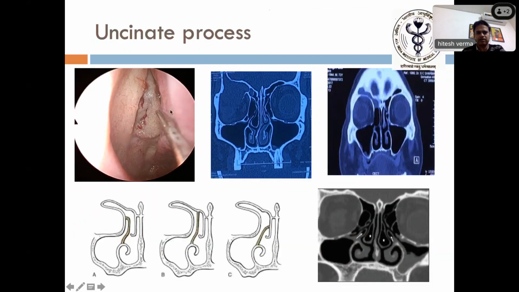And this is the uncinate process, which I told you earlier. These are the upper attachments, and the upper attachment determines the drainage of the frontal sinus. Like in this first photograph, the frontal sinus drains directly into the middle meatus when the uncinate process is attached to the orbit. But when it attaches to the skull base or the middle turbinate, then it drains into the ethmoid infundibulum first, then to the middle meatus.